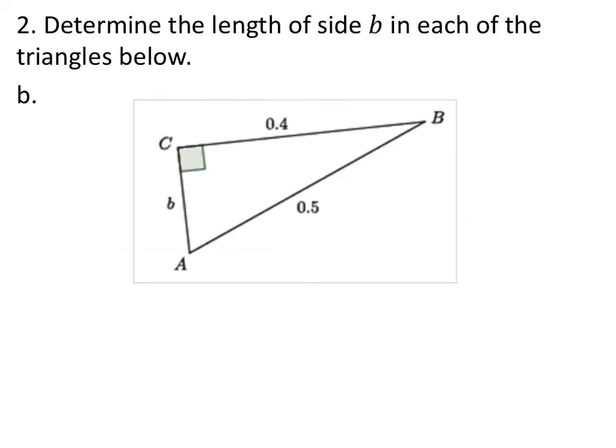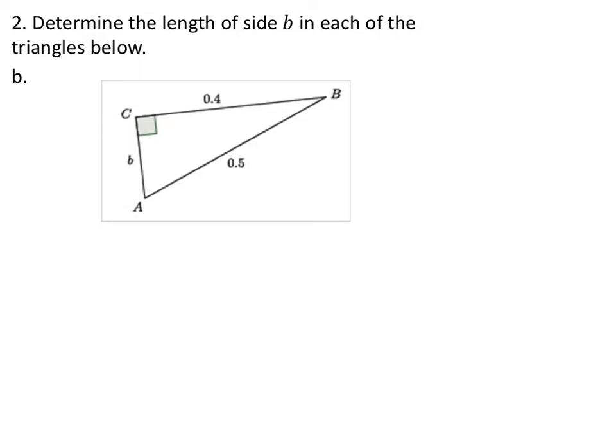This is part B on number 2. Take 1 minute and do this with your neighbor. Go! So on this one, I'm going to use the Pythagorean Theorem again, which means I'm going to take one leg and square it and add the other leg squared. And this will give me the hypotenuse squared.